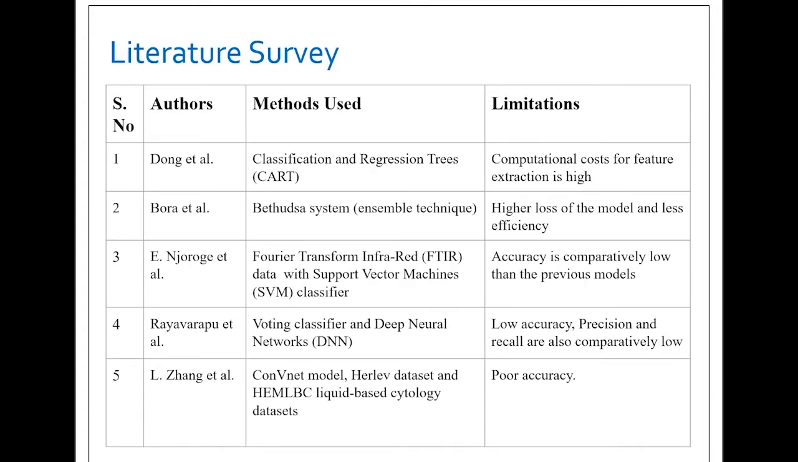These are the existing frameworks developed using classification and regression trees, the Bethesda system with ensemble techniques, Fourier transform infrared data with SVM, voting and DNN classifiers, and convolutional net models. But the problems in these models are high computation, not being cost effective, hard to access, unreliability, and poor accuracy. To reduce these limitations, a 24x1 fully connected CNN is used for better feature extraction through deep analysis of the images. So, we need to concentrate more on a stacked CNN.